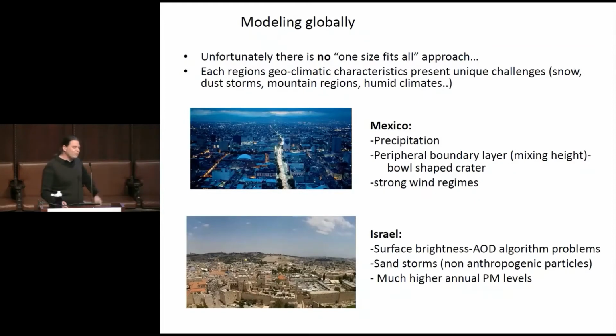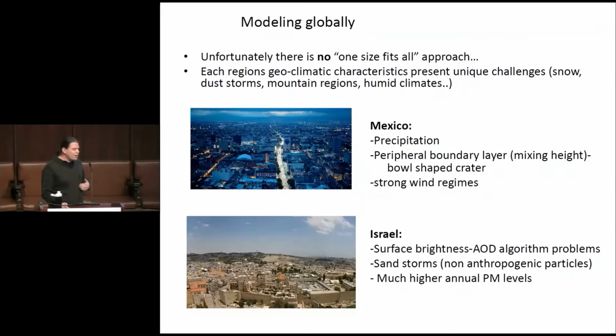For example, in Mexico, where we modeled, we immediately saw that we have issues with humidity and precipitation. The PBL is very low across Mexico City, creating a pressure cooker effect where particles are not able to move freely. A lot of strong wind regimes. In Israel, completely different scenarios. We have a lot of issues with surface brightness and sandstorms. In fact, the MAIAC algorithm didn't perform as well, and a lot of the work done by Dr. Sorek-Hammer, going back and forth with the MAIAC team, allowed them to improve the algorithm to perform better over Israel.